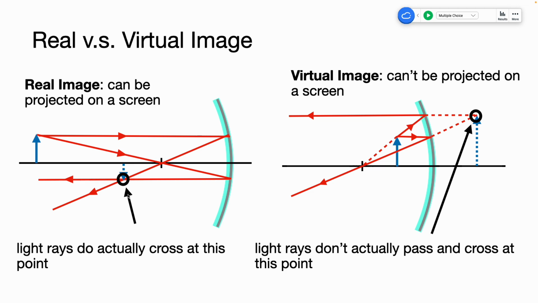Alright, never mind. So the thing is that if you put a screen over here, then you will see the image on the screen. Here, if you put a screen behind a mirror, you won't see an image on the screen because the light ray didn't actually pass through there. So that's the difference between virtual and real image. Okay?